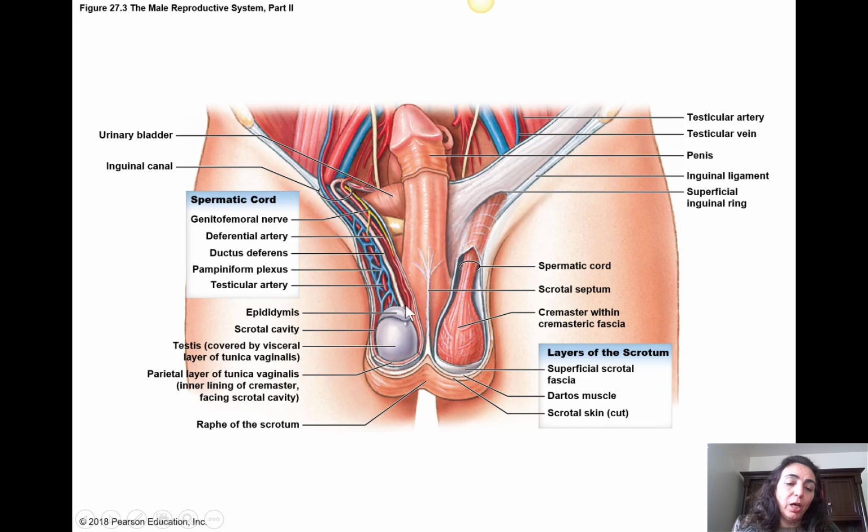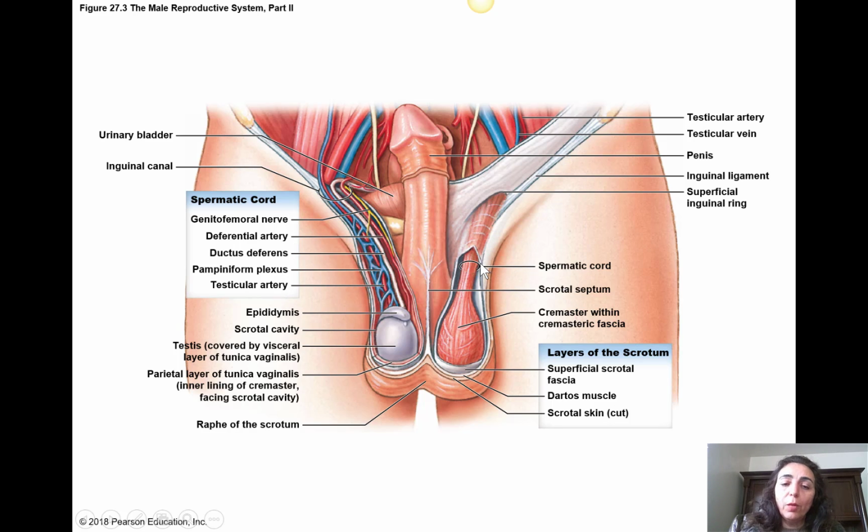Then you see that inside you have the testes. You have the epididymis, then it continues with the vas deferens, and when it passes through the inguinal canal here, it loops back toward the urinary bladder and goes behind the urinary bladder. And here you see the pampiniform plexus, and you see the arteries and nerves, these yellow ones, and these arteries. So this was regarding the spermatic cord and all its structures.